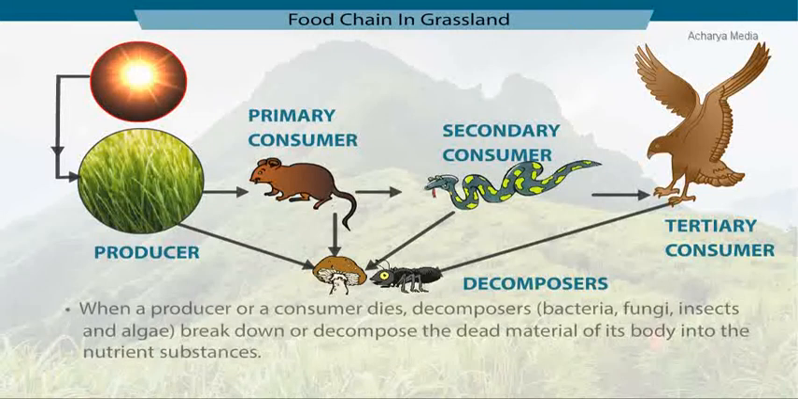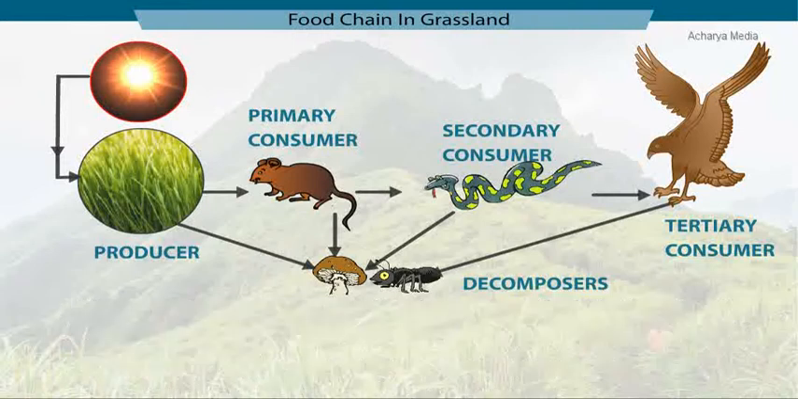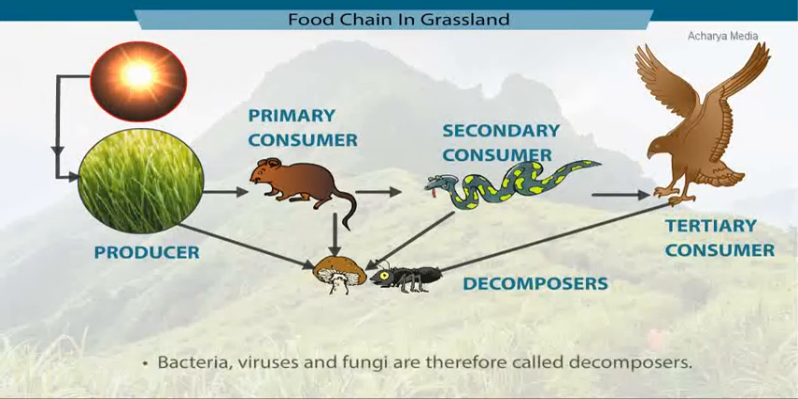When a producer or a consumer dies, decomposers that include bacteria, fungi, insects, and algae break down or decompose the dead material of its body into nutrient substances. They are very useful in bringing back the nutrients to the soil. In this way, the nutrients that have been taken from the soil are recycled. Bacteria, viruses, and fungi are therefore called decomposers.